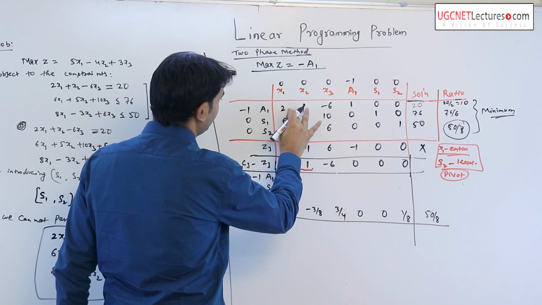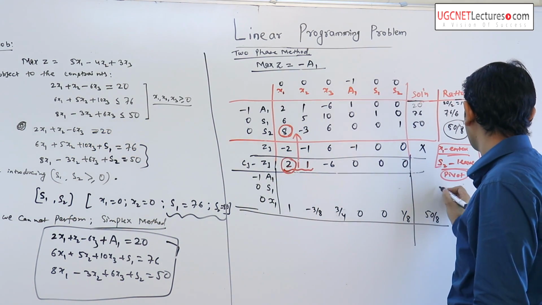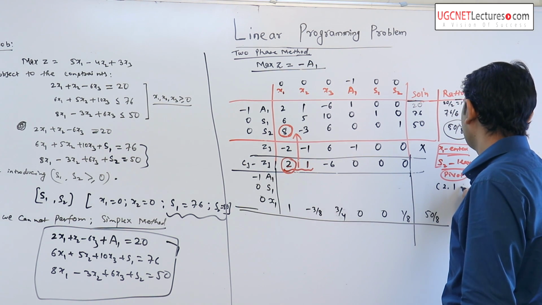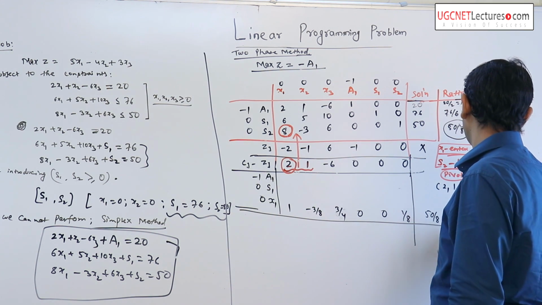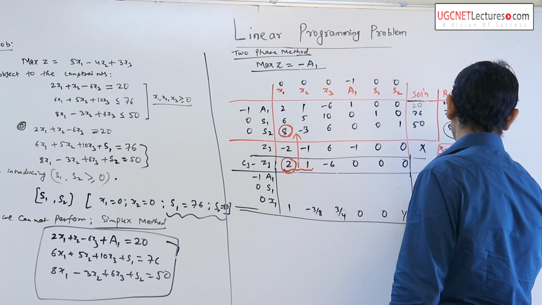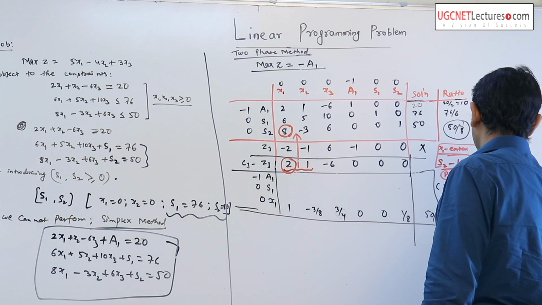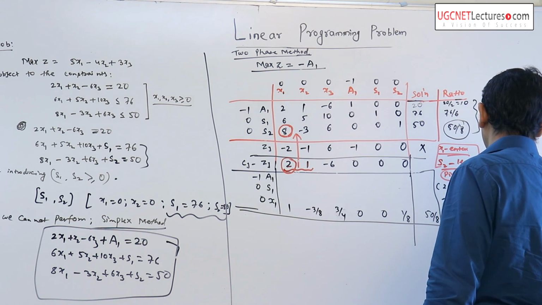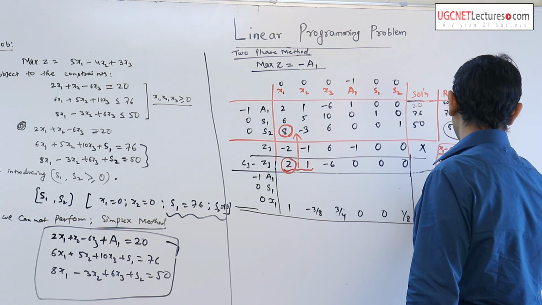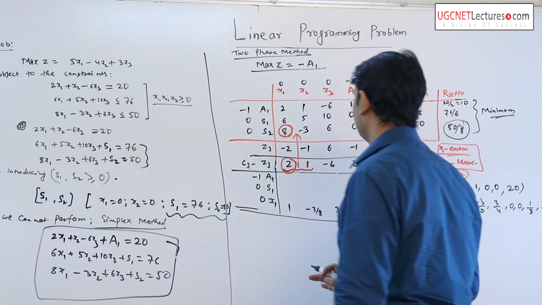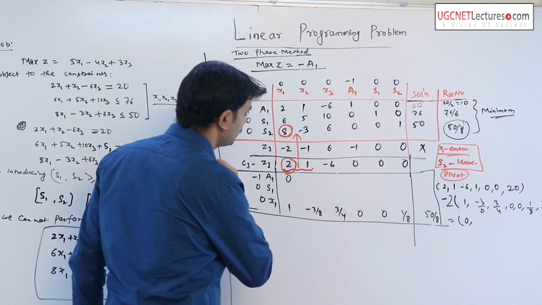Now we have to make this column 0. So by reducing, what we have to write, there's a vector 2, 1, minus 6, 1, 0, 0 and 20, minus, if we subtract this, 1, minus 3 by 8, 3 by 4, 0, 0, 1 by 8 and 50 by 8. If we have to make 0 here, we have to multiply this row by twice and subtract it. So this row minus twice this row will give 0 here.